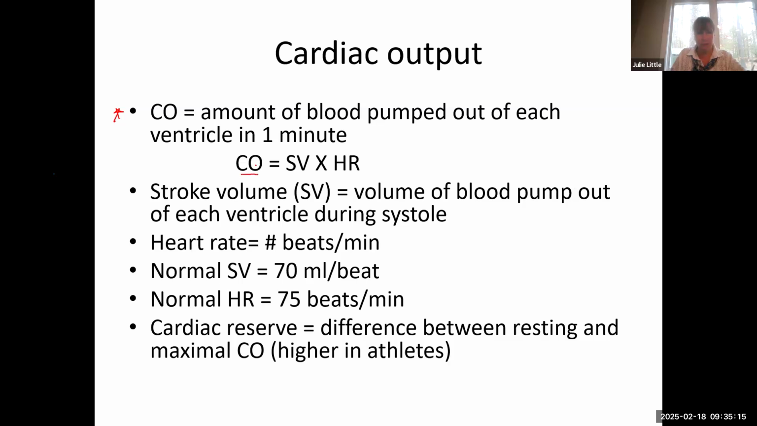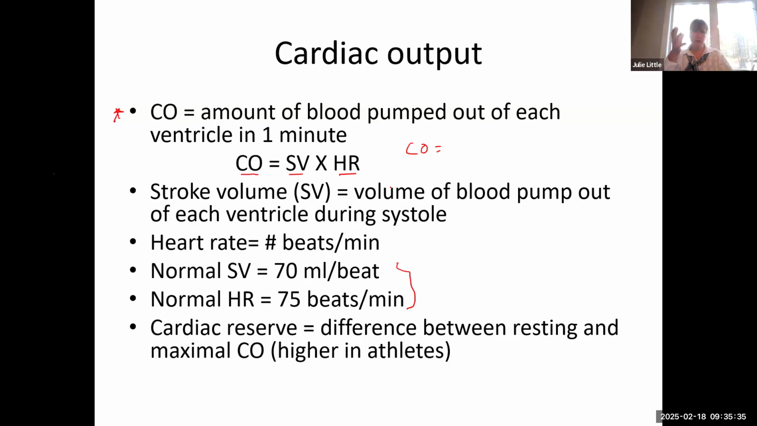So what is this definition? Cardiac output, CO stands for cardiac output, SV stands for stroke volume, HR stands for heart rate. So we're going to use these standard numbers down here so I don't have to think about math. Here's cardiac output. We want to figure out what our cardiac output is.